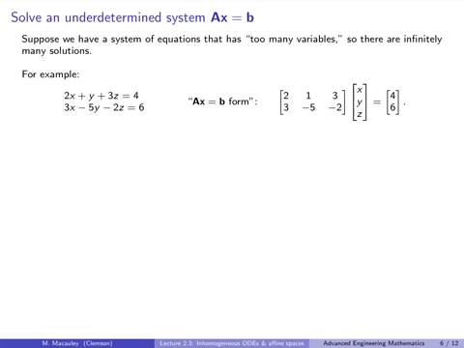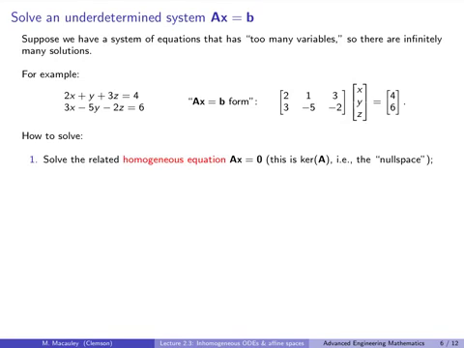Now, it's convenient to write this in matrix form, or AX equals B form, and if we do that, we get a 2 by 3 matrix times a 3 by 1 vector equals 4, 6. And that matrix is 2, 1, 3, 3, negative 5, negative 2, times the column vector x, y, z equals 4, 6.